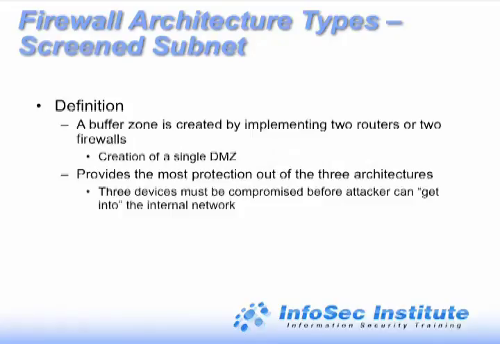Okay, screen subnet. Basically, it's a buffer zone created by implementing two routers or two firewalls. Basically, creation of a single DMZ, and you can have multiple screen subnets or multiple DMZs chained together, or basically in the star configuration, where you can have multiple screen subnets, for example, VPN users, one for your wireless, one for your dial-up if you have any, and then one directly for your web servers before it gets to the network or internet.